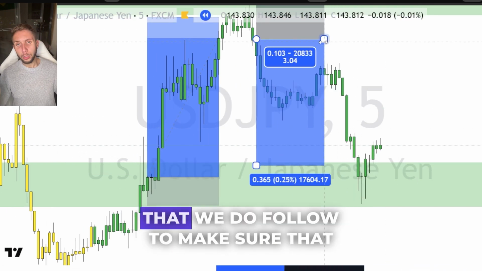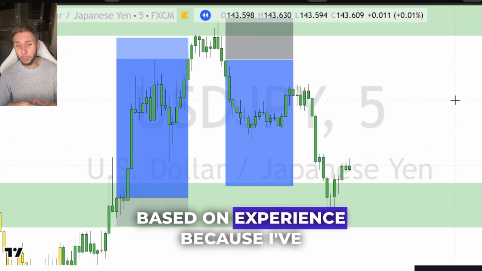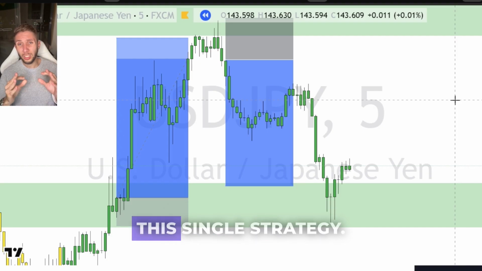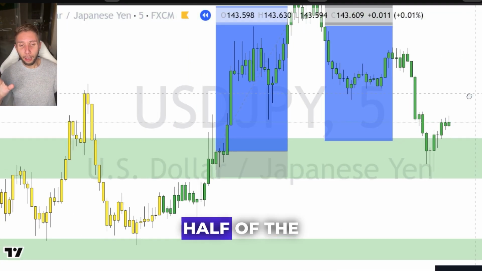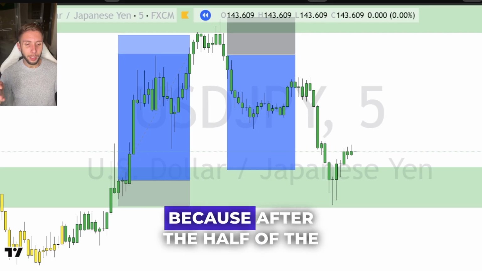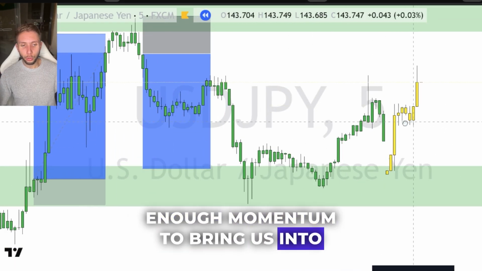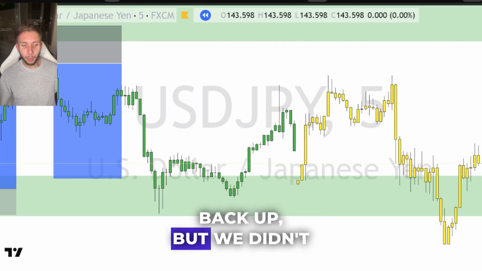Now, we have a few rules that we do follow to make sure that we are consistent, and these are based on experience, because I've been trading this for about 2 years and being consistently paid out for about 2 years with this single strategy. And one of the main things is that we do not trade past the half of the green time window, because after the half of the green time window, we don't have enough momentum to bring us into the next zone, just as you saw in here, right? We seemed like we wanted to go back up, but we didn't have enough momentum.